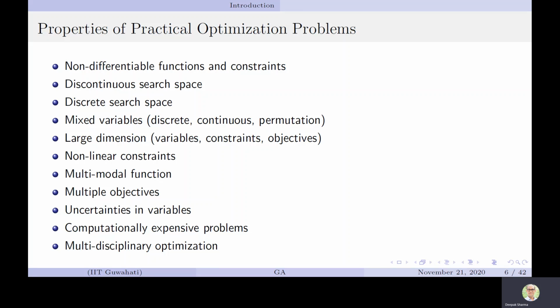For example, when we have optimization coupled with finite element analysis or CFD simulation, then the overall optimization task is computationally expensive. And the problem can be multidisciplinary in nature, where we are going to solve a problem that involves multiple disciplines. And when we want to optimize such a multidisciplinary problem at one point in time, there also we can use multidisciplinary optimization.